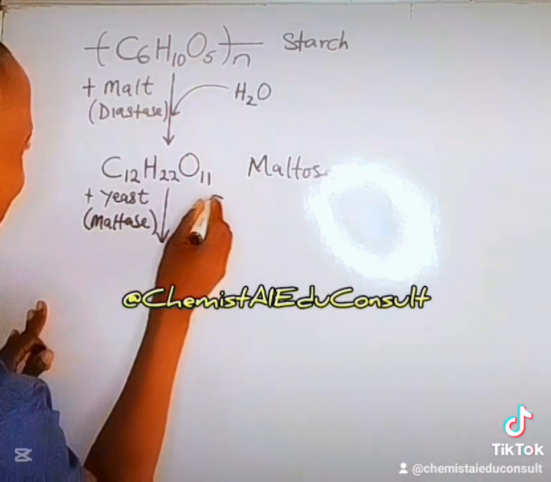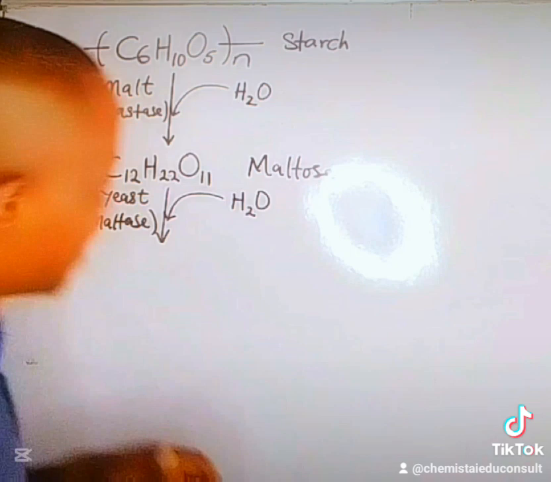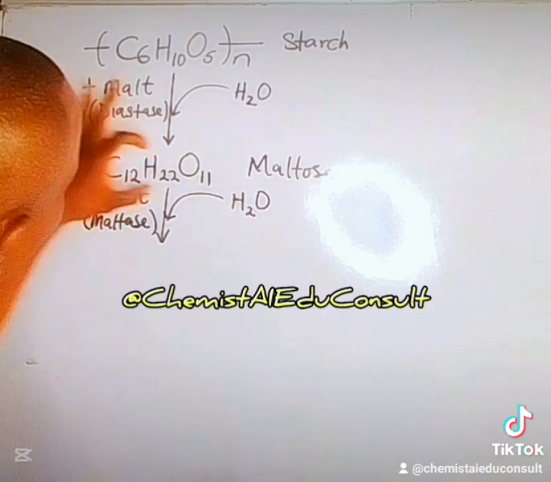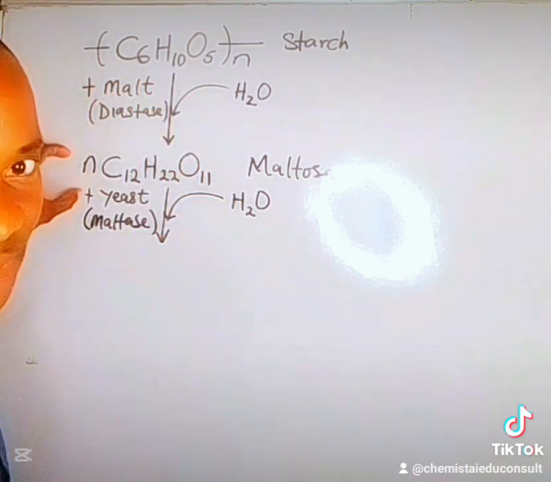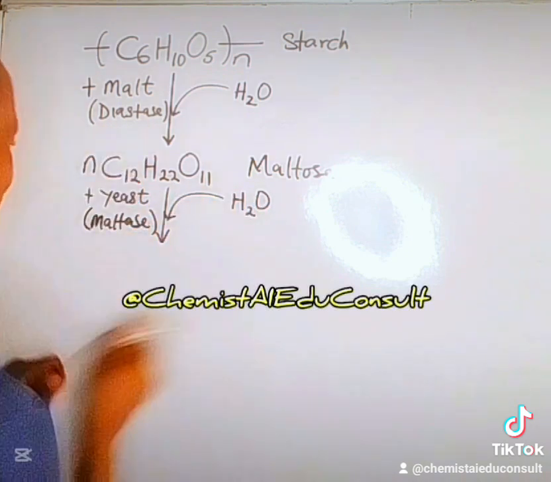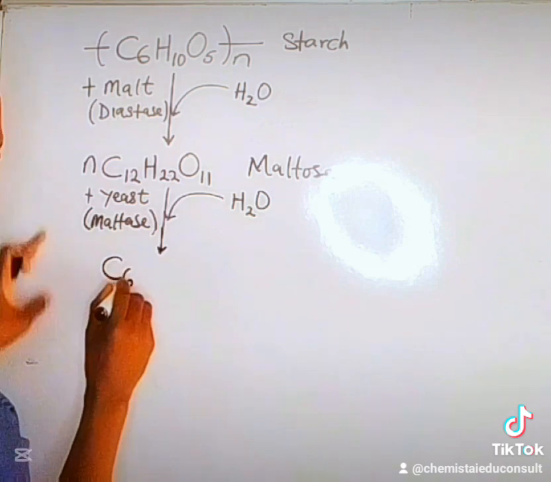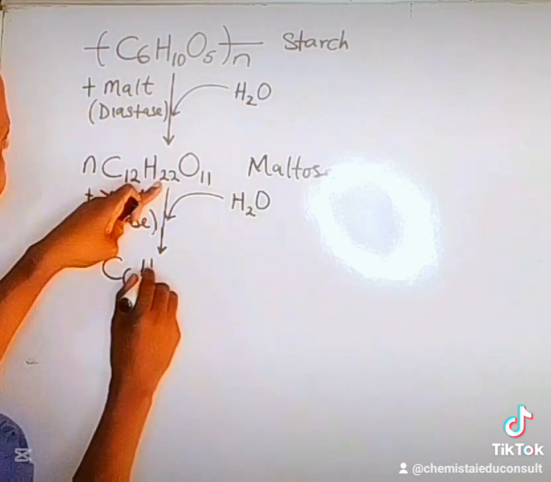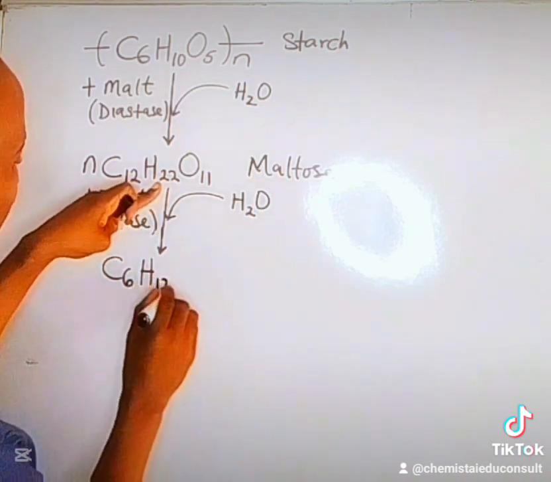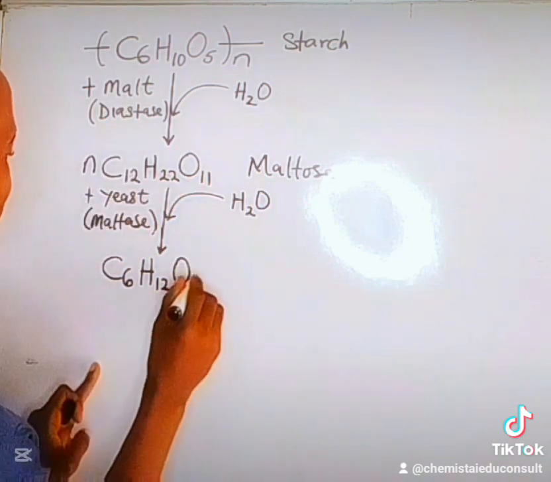You add water again like this. Remember, this N must appear here because thousands of these molecules will also be produced. So now when you add water and divide this into 2, we are going to have C6, that is half of 12. Now when you add 2 to 22, you get 24. Half of 24 is 12. 11 plus 1, 12. Half of 12 is 6.